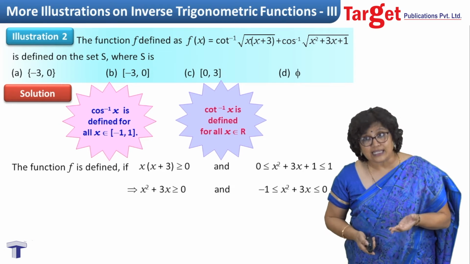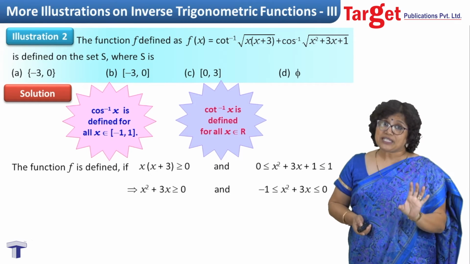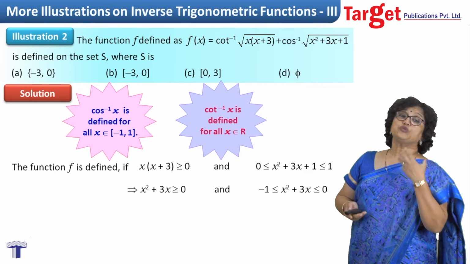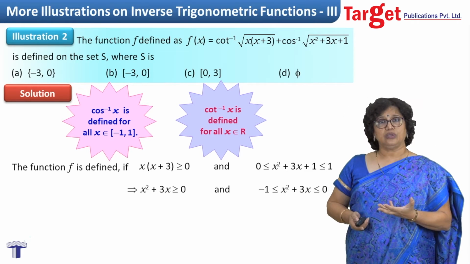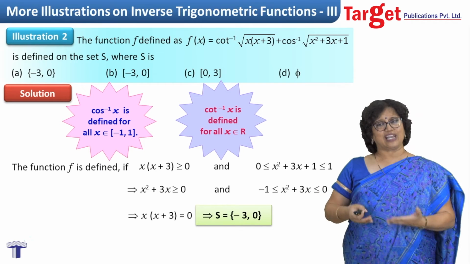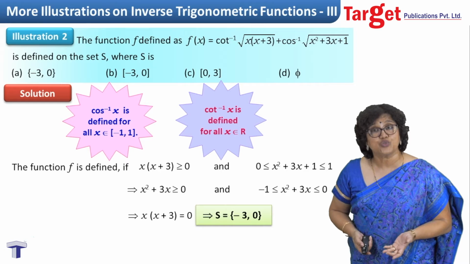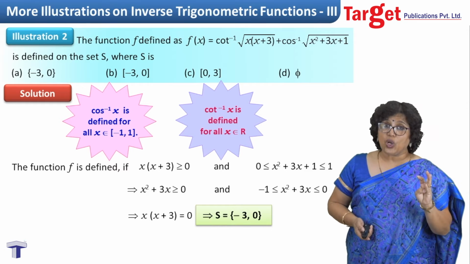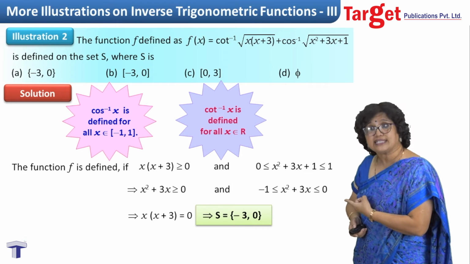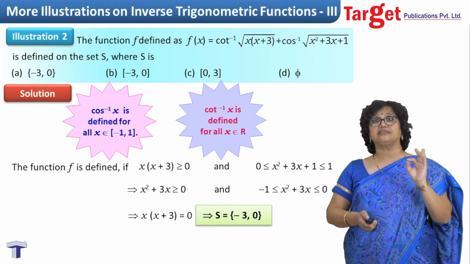Now, when I see this, I realize that x square plus 3x, I am saying it should be greater or equal to 0, and x square plus 3x is between minus 1 and 0 also. So what is the only option left? Isn't it that x square plus 3x should be equal to 0? And that leads to x can take value 0 and minus 3. And so the correct option for S is set containing minus 3 and 0.